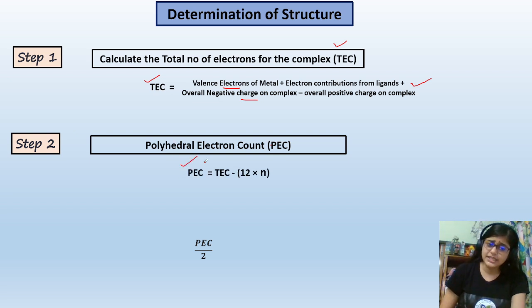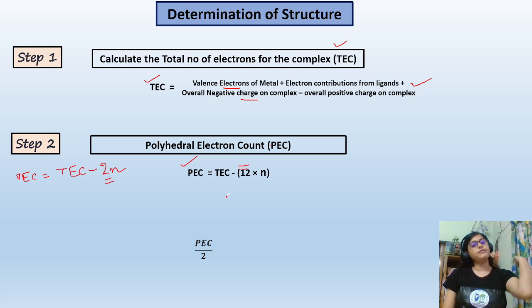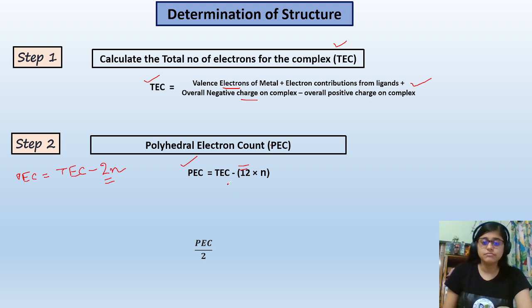If you see the formula, PEC is TEC minus 12M. For the case of boron, it was PEC equals TEC minus 2M. Similar, but the only difference is that here 2 we have taken, here 12 is there. How can we relate that with something?